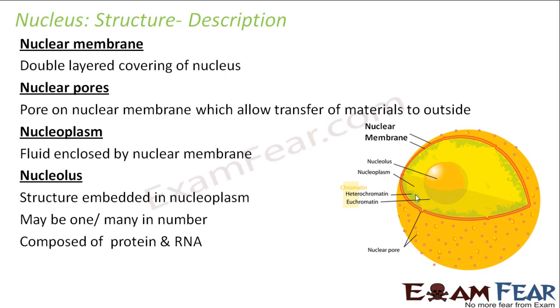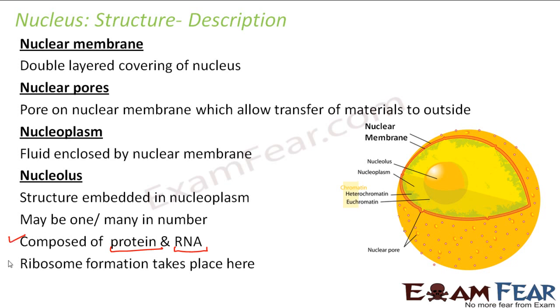The nucleolus is composed of protein and RNA. What is RNA? Like how we have DNA, similarly we have another nucleic acid called RNA. We will talk about RNA in detail. So inside this nucleolus, you have protein and RNA. Please remember these things, it will help you.